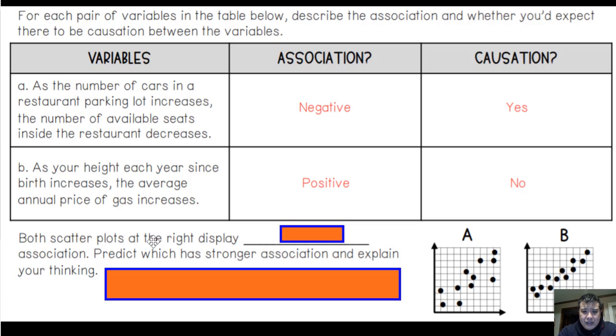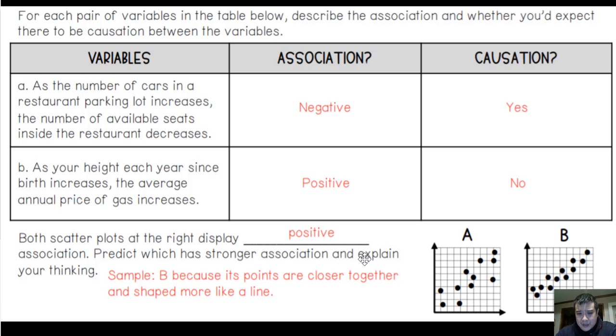Both plots at the right display a positive association. Predict which has a stronger association. Explain your thinking. Here, this one looks like it has an upward trend, and so does this one. But you can see that the dots in B are closer to a theoretical line that could go through here, as opposed to A, where the theoretical line would go through probably right here, but the dots are further from that line. So therefore, B, because its points are closer together and shaped more like a line.